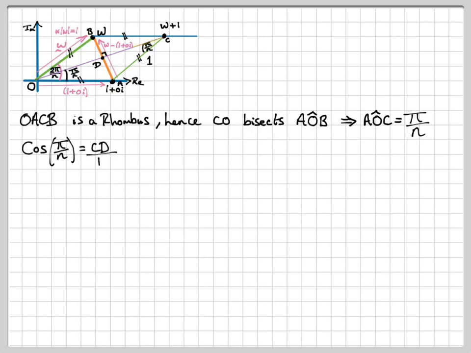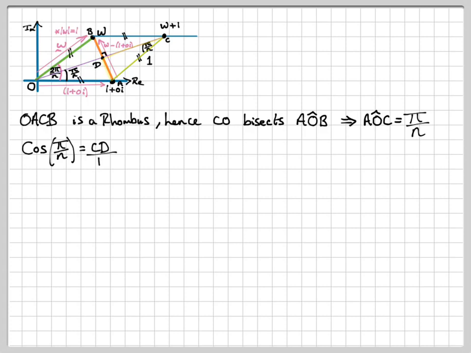Okay, so I've put a couple of other bits of information on the diagram, and what this is going to allow me to do is to find the distance DC, and of course that's the same as the distance OD, so if I know what DC is, I know what OD is, I then know what OC is, which of course is the modulus of w plus 1.